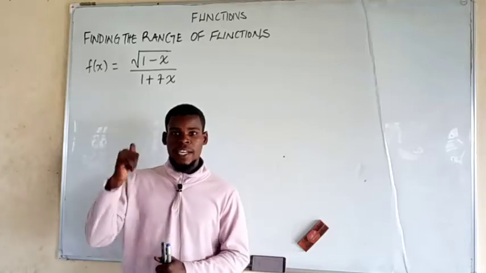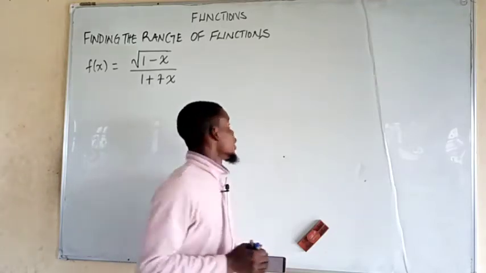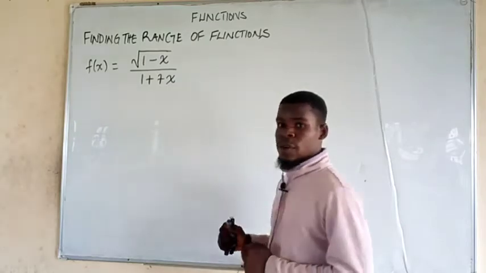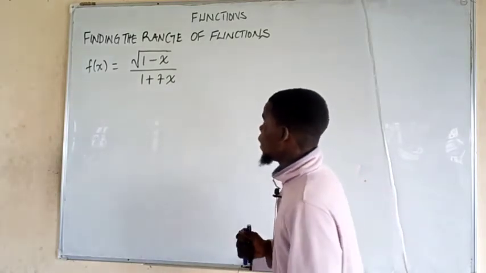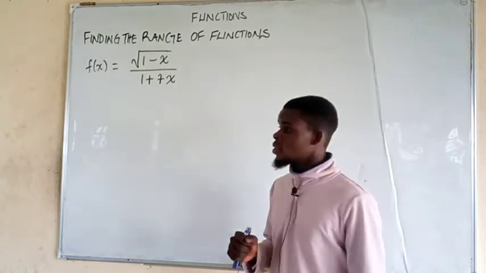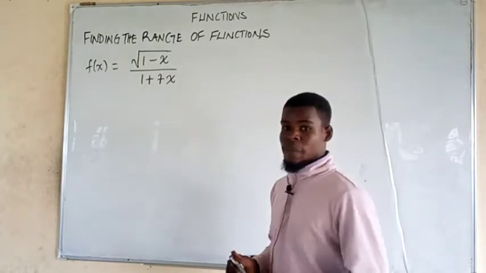Now in this video, we want to find the range of this function. We have f of x equal to the square root of 1 minus x, divided by 1 plus 7x. To find the range of this function, we'll first replace f of x with y.